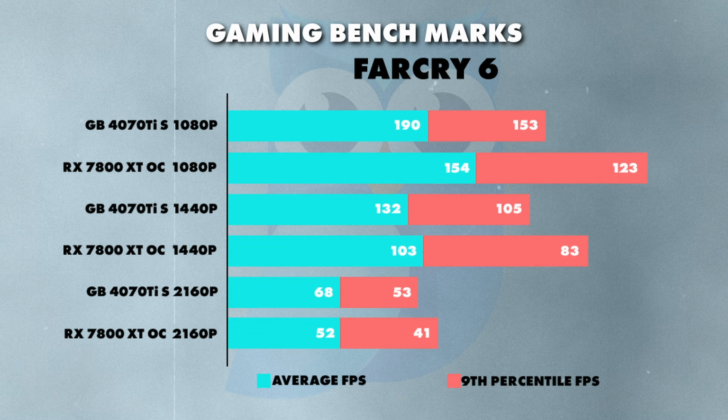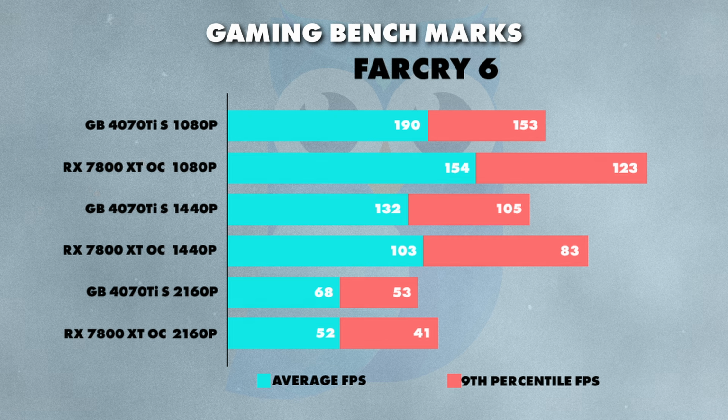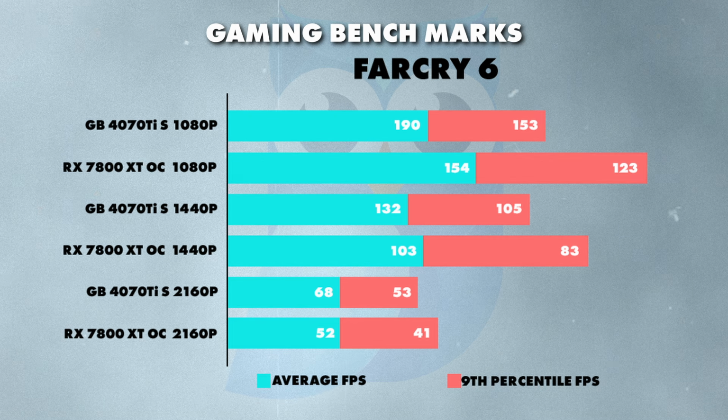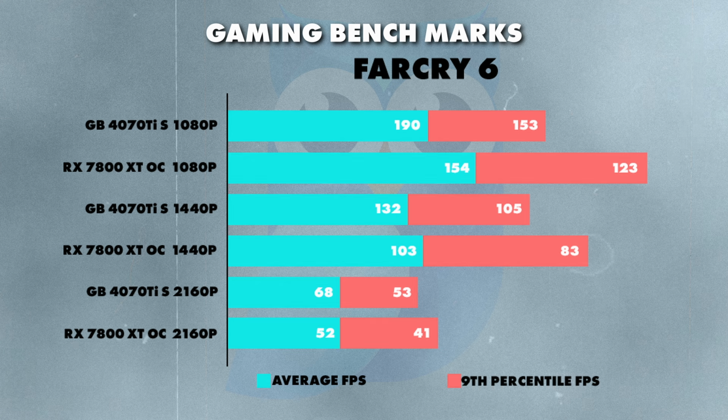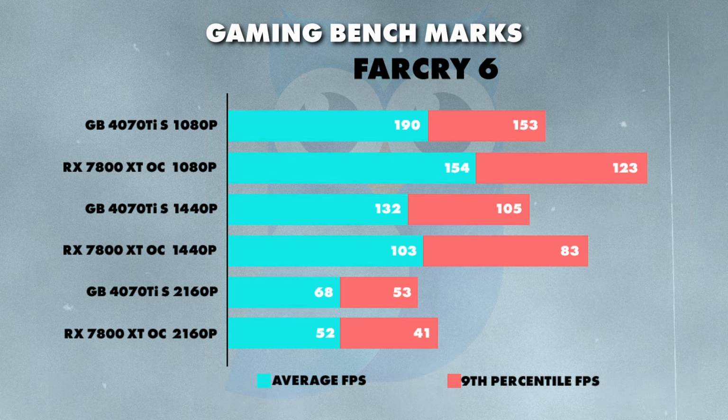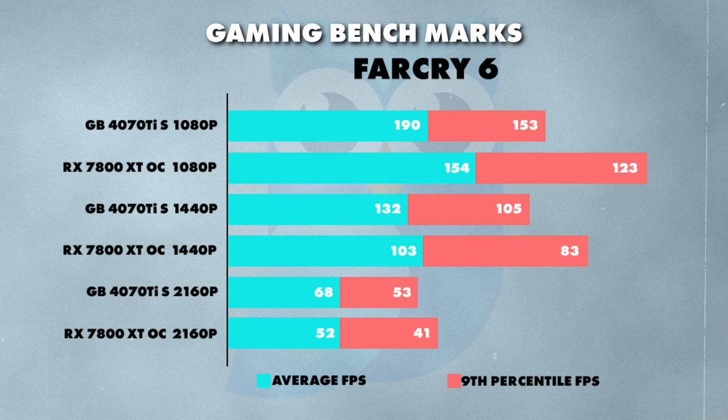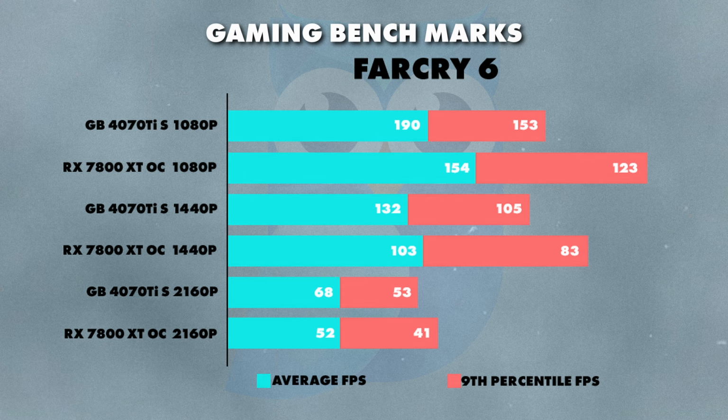In 1080, 1440, 2160, we can see the results there. And especially in 1080p gaming, we've got far better 1 percentile as well as average FPS. It starts to descale as soon as we get down to 2160, but the 7800 XT is still dominating there.